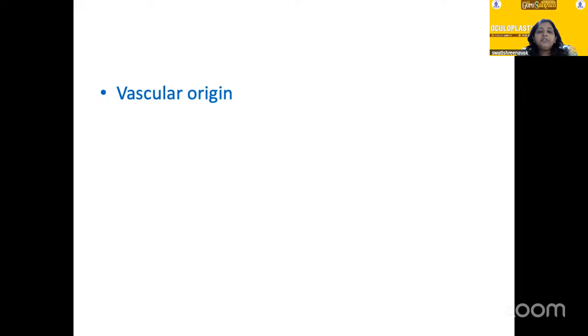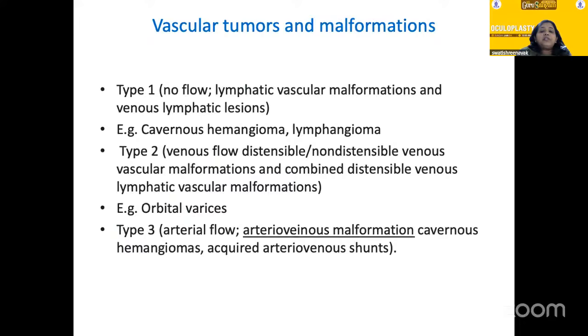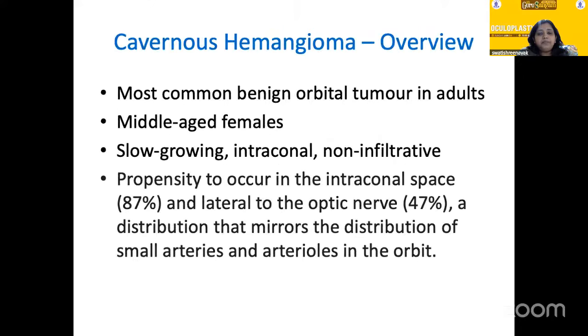Now, although there are several ways to classify orbital tumors, since the orbit consists of several kinds of tissues in that compact space, we can classify according to where the tumor is originating. So it can be of vascular origin. Coming to the vascular tumors and malformations, they are more or less divided into three types. The first type is where there is no flow, where we are dealing with the cavernous hemangioma and the lymphangioma. Type 2, where there is mid flow, we are dealing with the orbital varices, and type 3 is high flow, or the AV malformations.